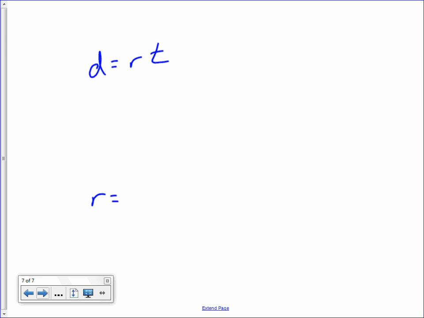So how would I get the rate by itself, or in other words, the rate in terms of distance and time? So if I want to solve for the R, we have to think to ourselves again what holds the R and the T together. And this would be multiplication, so we're going to divide both sides by T, and we'd be left with D divided by T is equal to the R. Well, if we put that into words, that would be saying our rate is equal to our distance divided by our time.